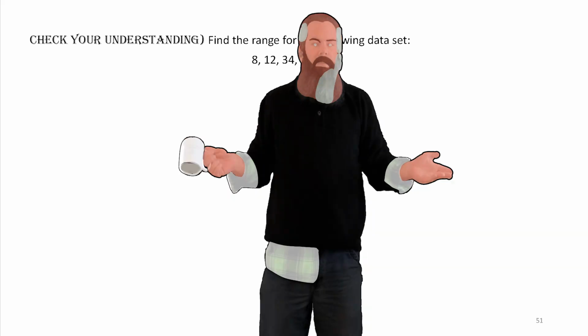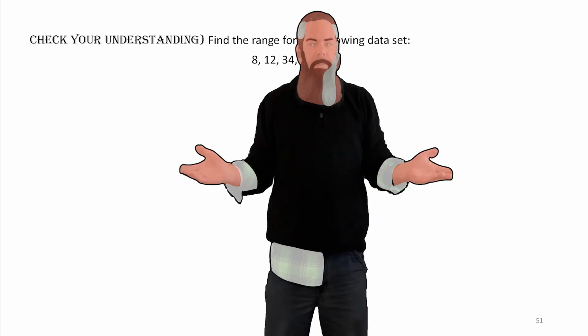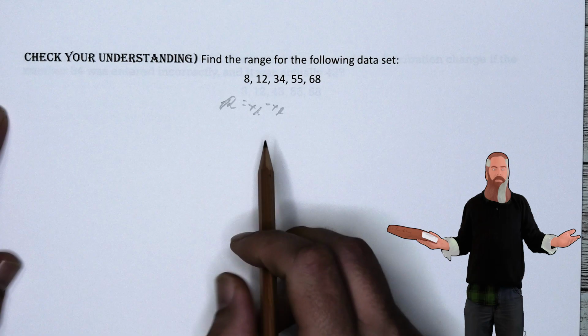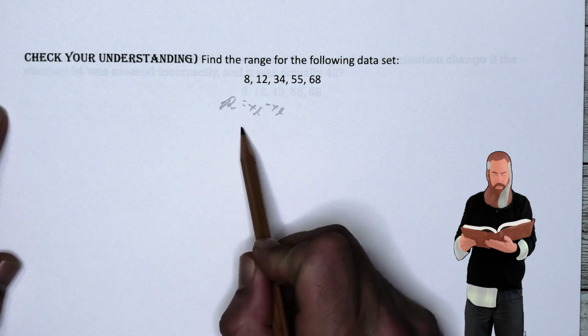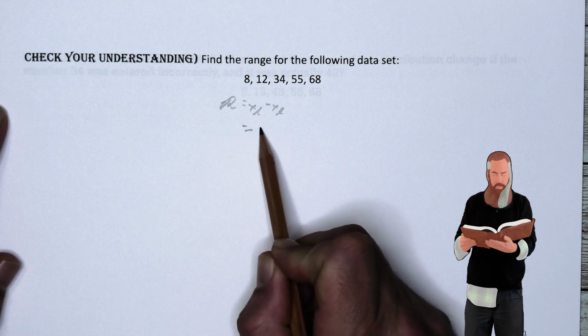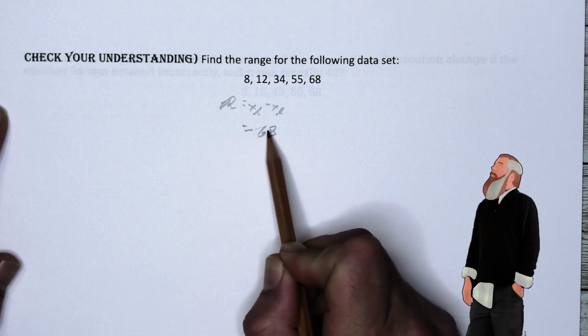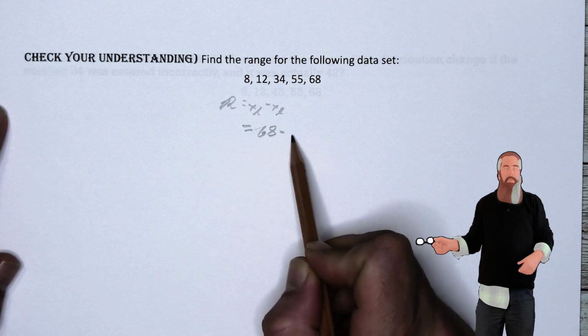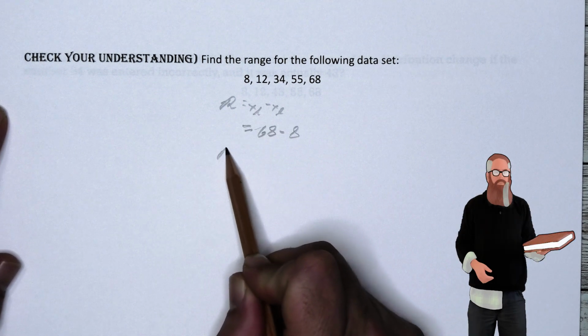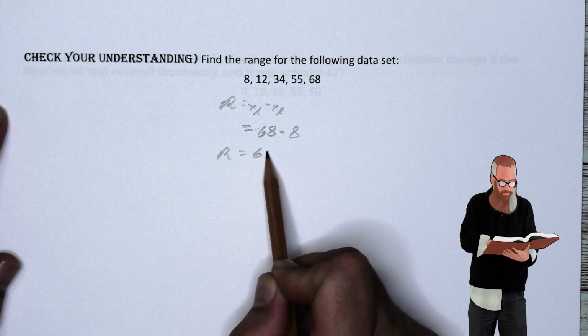Let's check your understanding and find the range of the following data set. So range being x sub high minus x sub low means we're going to be taking a look at 68, which is the high number, subtracting 8, which is the low number, so that the range is 60.